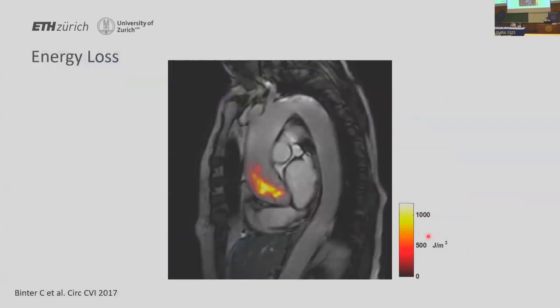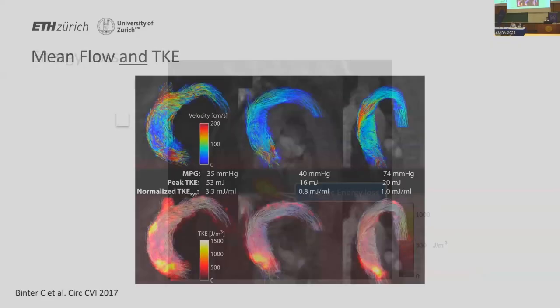And that works well. Again, a bit older work that was done in Zurich, so to look at the energy loss or the turbulent kinetic energy integrated. So the unit would be joules per cubic meter. It tells you that, well, indeed, downstream of a stenosed aortic valve, there's a huge amount of turbulent kinetic energy. It's dynamic, of course, time resolved, and you look at the mean of it.